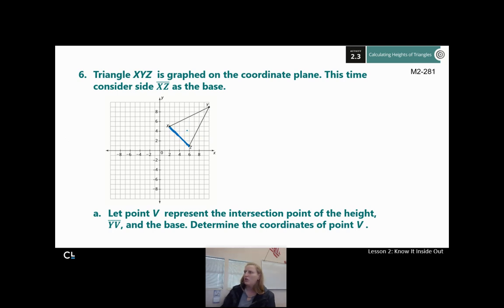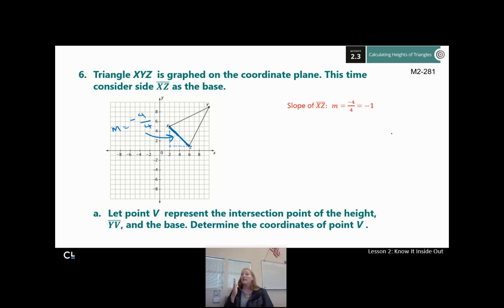So let's figure this out. First of all, I need to know this guy's slope, right? So let's talk slope. It looks like I have to go down this time. 1, 2, 3, 4. It looks like I have to go down 4, and then I'm going to go 1, 2, 3, 4 to the right. And of course, -4 divided by 4 is -1. So it looks like the slope of XZ is -1.